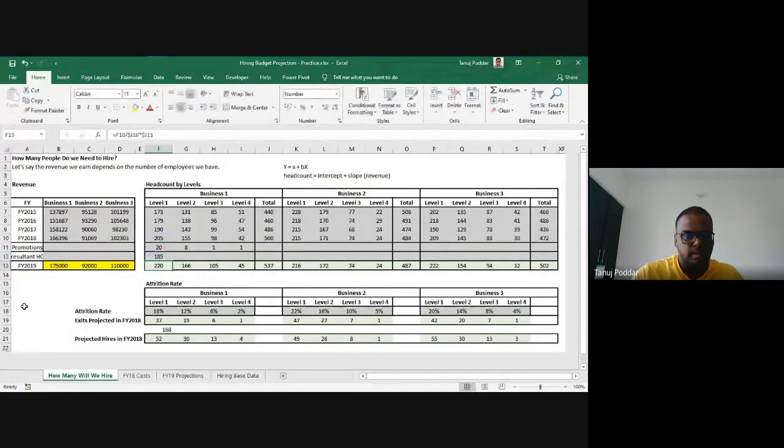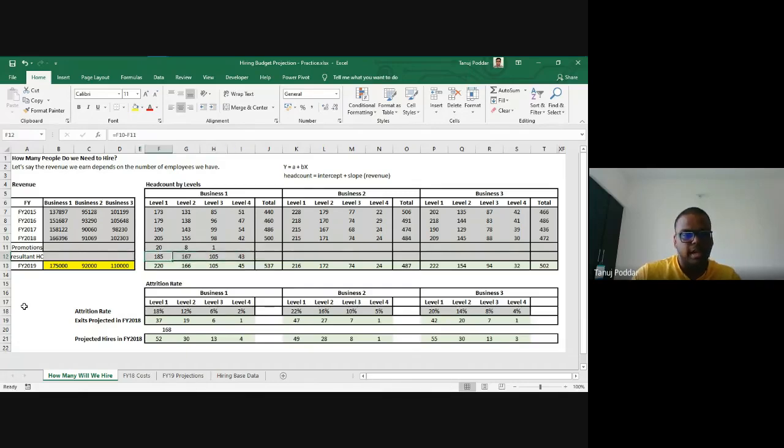So I'll have 205 minus 20. Here I will have 155 plus 20 minus 8. I'll have 98 plus 8 minus 1. And here I'll have, okay, I don't think I can promote anyone out of this, but I can say that out of 42, I'll have 1 person who will get promoted, so 43. So now instead of calculating the gap against the 205, I can do a calculation against this row.